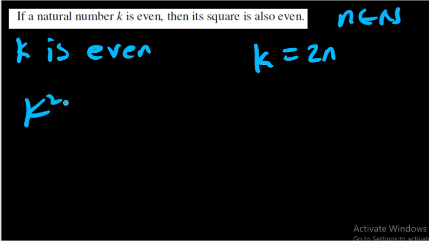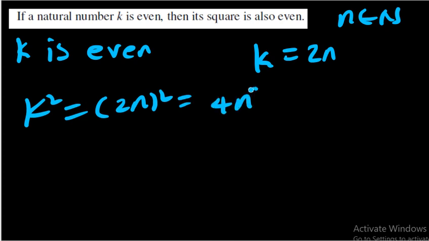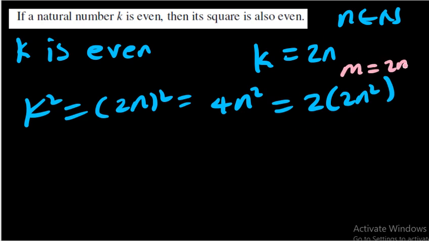Therefore, k squared will be, I'm going to square 2n, 4n squared. And this one I can write as 2 times 2n squared, just taking out the 2. Then, like the previous one, let m be 2n squared. m also will be an element of natural numbers. The reason: since n is an element of natural numbers, 2n squared obviously will be a natural number.